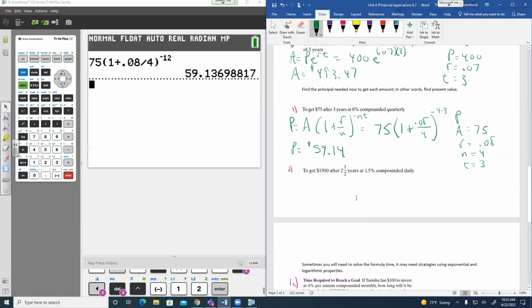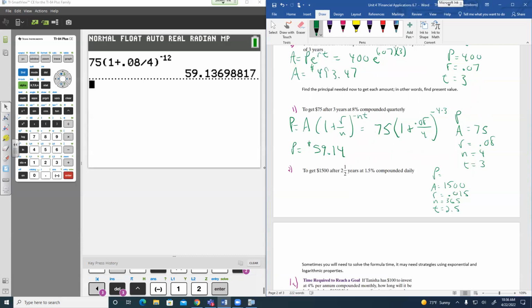So to get $1,500 after 2.5 years, and it's compounded at 1.5% daily. So again, notice how we are looking for our present value. So P, we do not know. The A again is the 1,500. The r was 1.5%. So if you're unsure, just type 1.5 divided by 100. But if you move the decimal 2 places to the left, that should be 0.015. And then compounded daily, n would be 365. And the length of it would be 2.5 years.